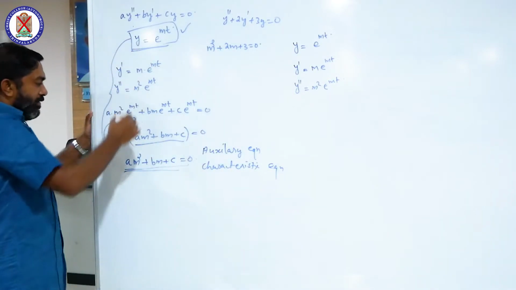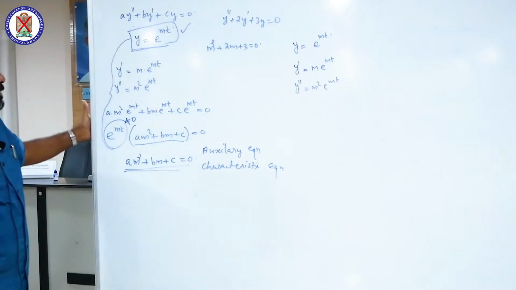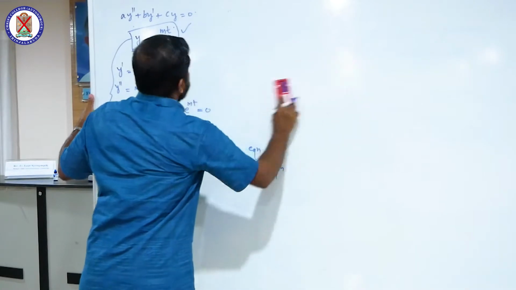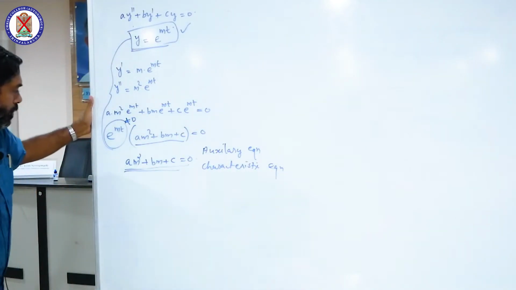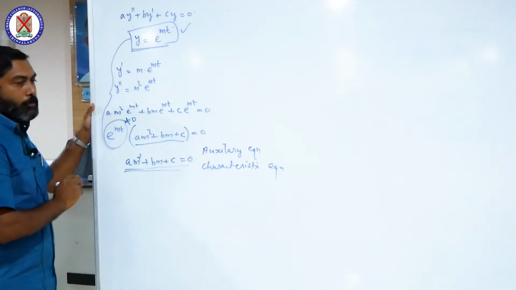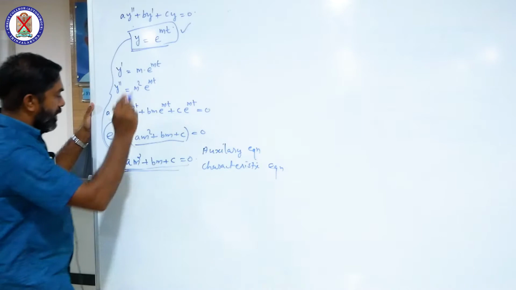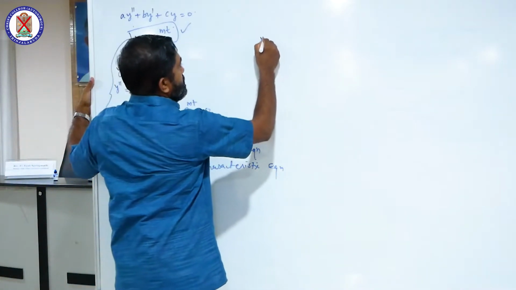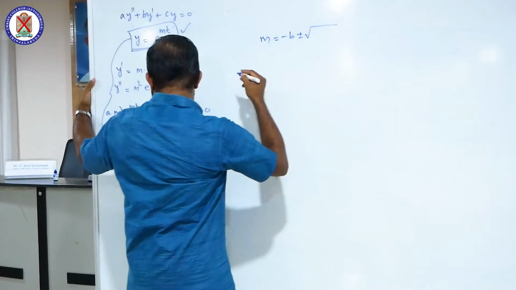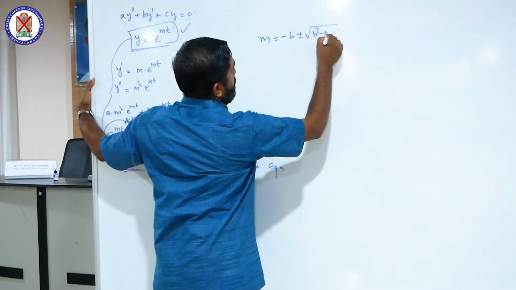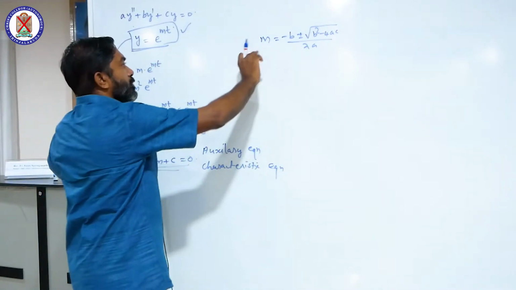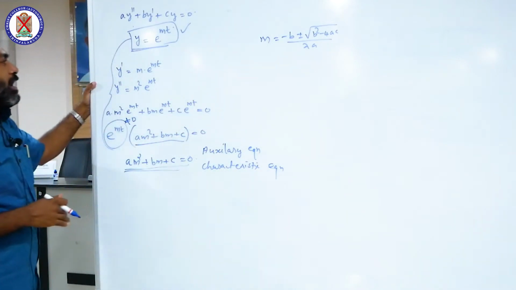Okay, so directly we can write the characteristic equation or auxiliary equation. So we have the characteristic equation associated with the given differential equation. Now it is a quadratic equation, so its solution we can obtain by considering the quadratic formula. I'm writing here m equals minus b plus or minus root of b square minus 4ac divided by 2a. Okay, so we have two solutions. It is possible to have two solutions.